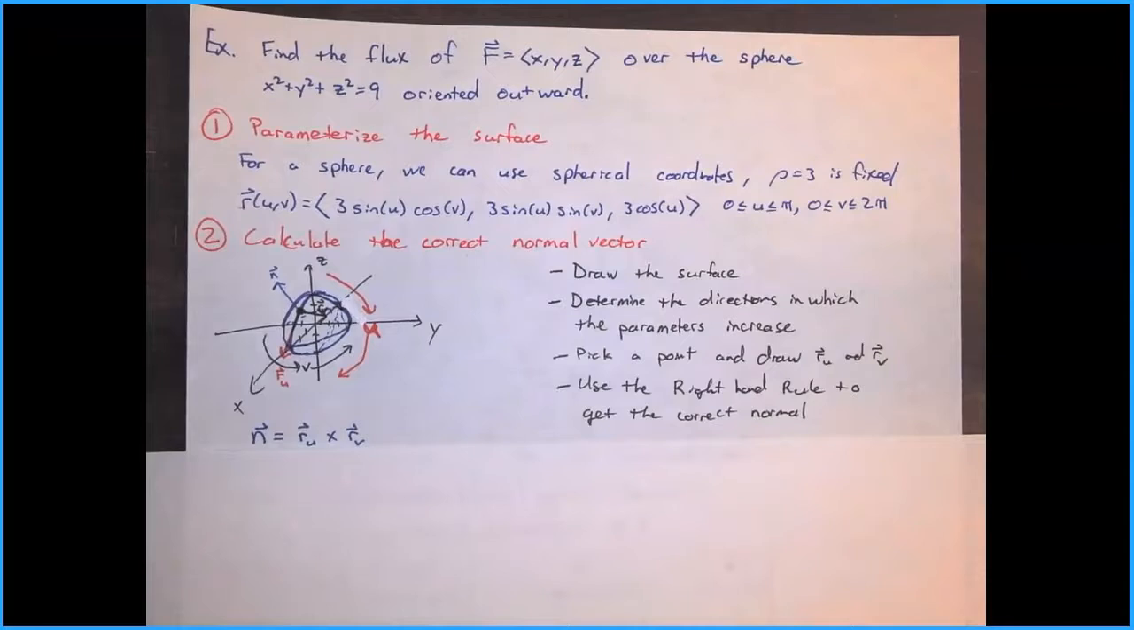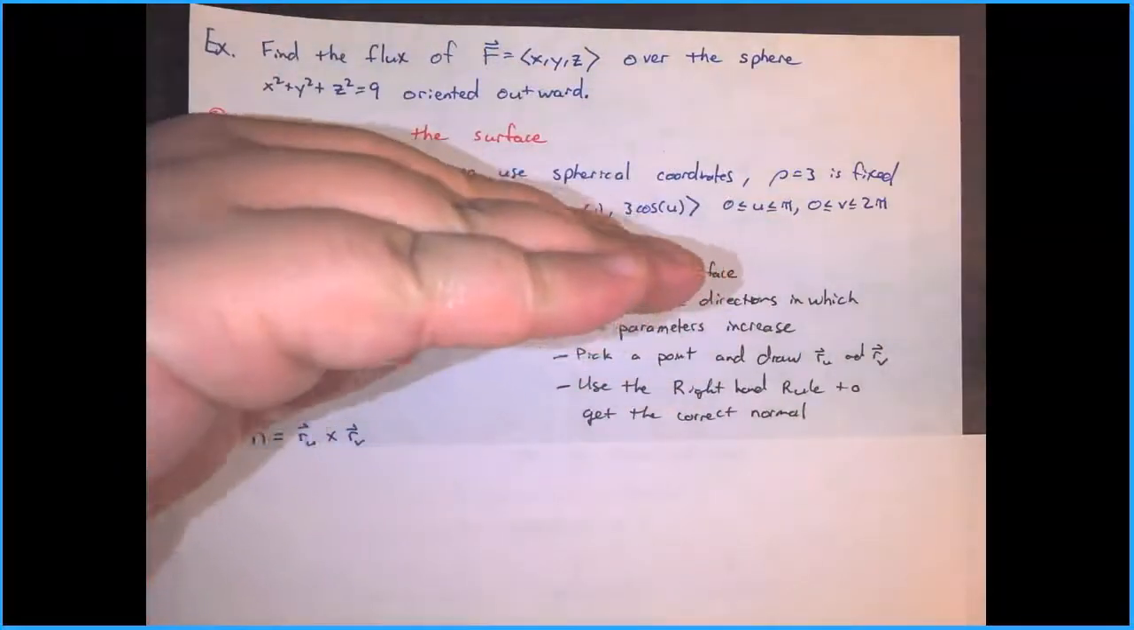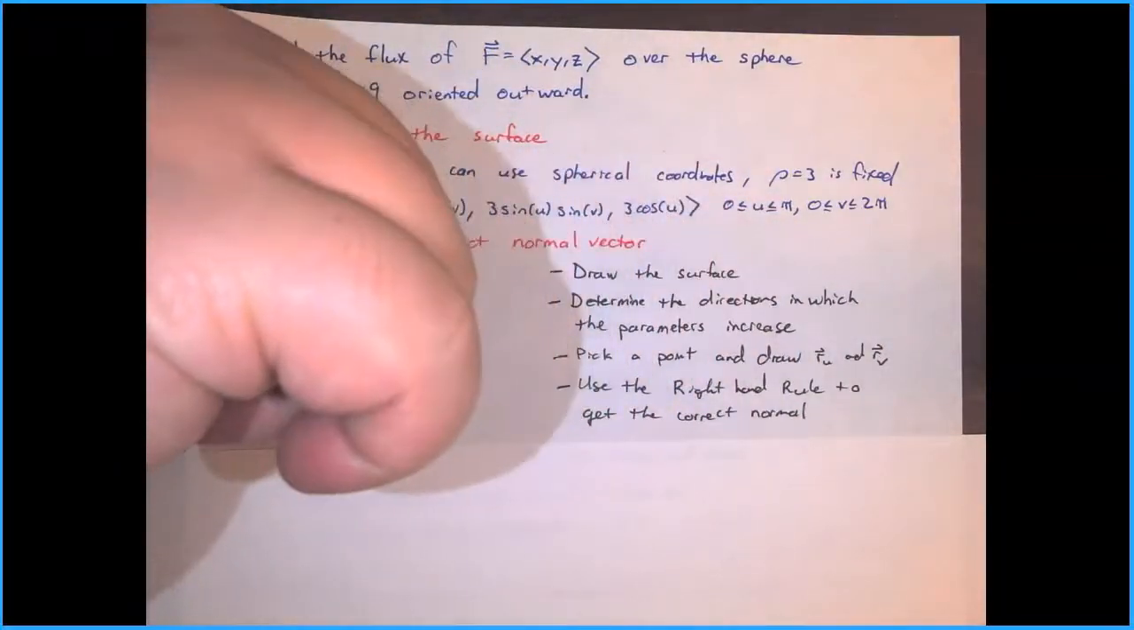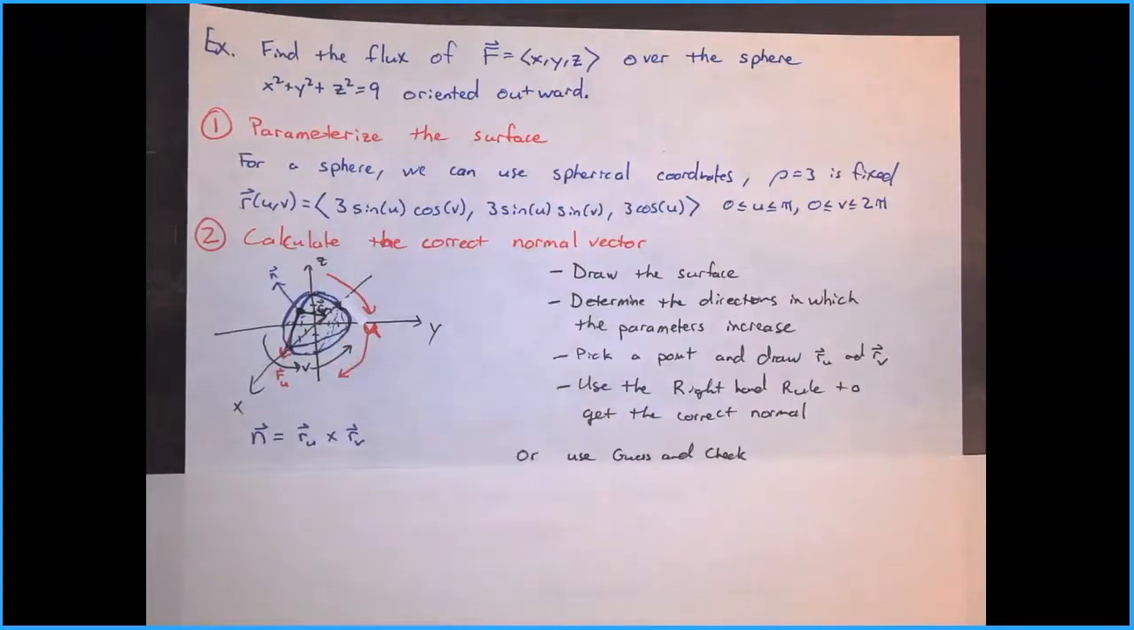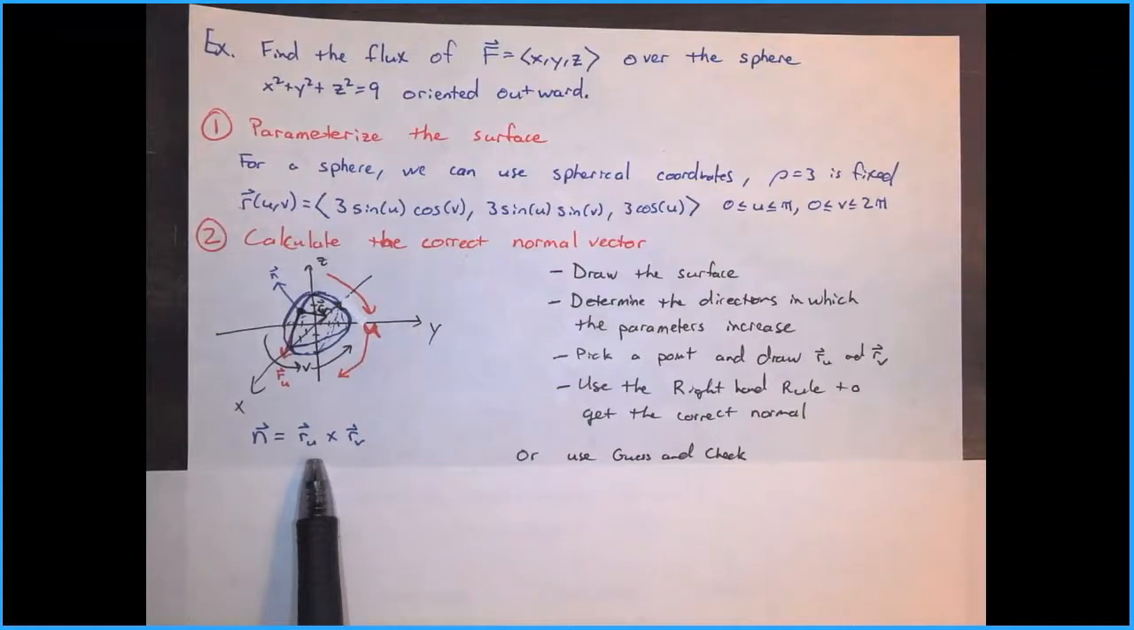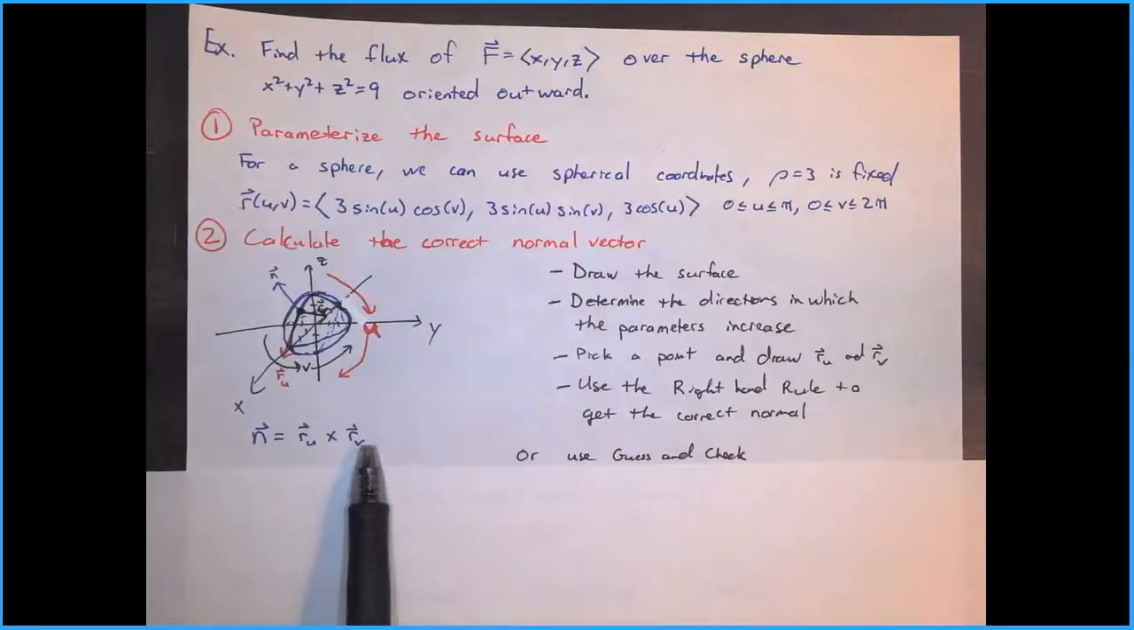I'm going to use the right-hand rule to figure out which normal I want. So using the right-hand rule, I'm going to put the edge of my right hand on one of the vectors so that my fingers go towards the other one through the smaller angle between them. If I choose RU, I would put my hand on the edge of RU, curl around to RV, and my thumb is pointing up. That's the normal vector we want. That's outward. If I were to put the edge of my hand on RV, I'd have to put it this way, curl around to RU, and my thumb is pointing down into the sphere. That's not what we want. So the correct normal is the partial derivative of r with respect to u crossed with the partial derivative of r with respect to v.